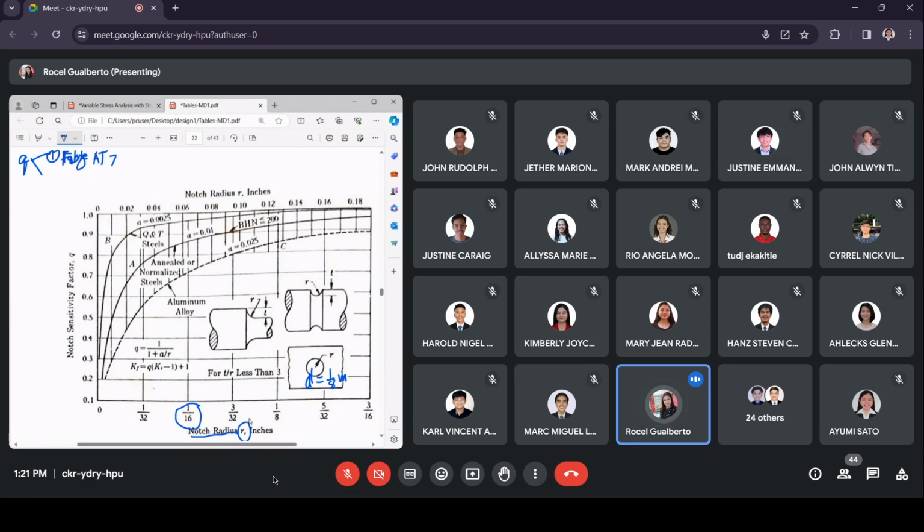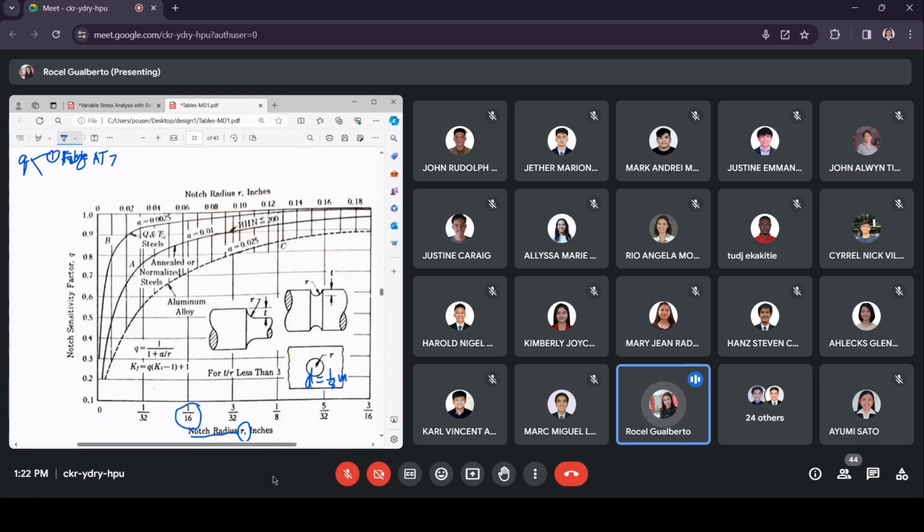So to use this figure, it is per stress raiser; they cannot be combined. It should be hole only, or groove only, or fillet only. So say the notch radius is 1/16. And see that we have here several curves. In fact, we have three, and each one is labeled according to the type of material.